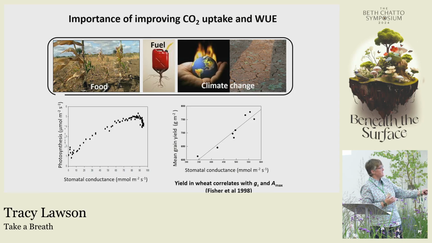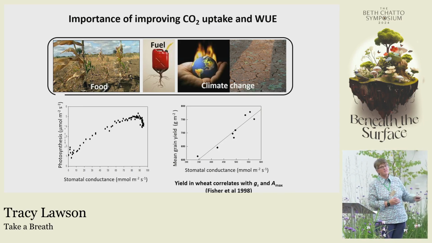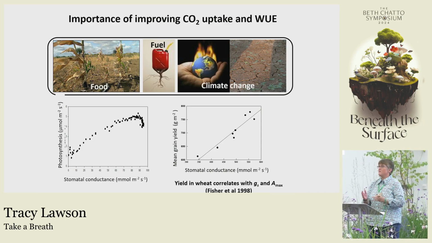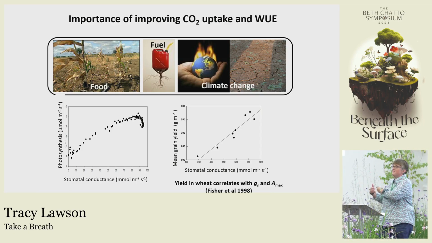We can also take that a step further, and this is some work back from the 1990s, where you can look at stomatal conductance against the grain yield of wheat. These data were collected in Mexico. And again, the higher the stomatal conductance, the greater the grain yield. And of course, again, more open stomata, more CO2, that gets more photosynthesis. Hopefully that goes into grain yield.